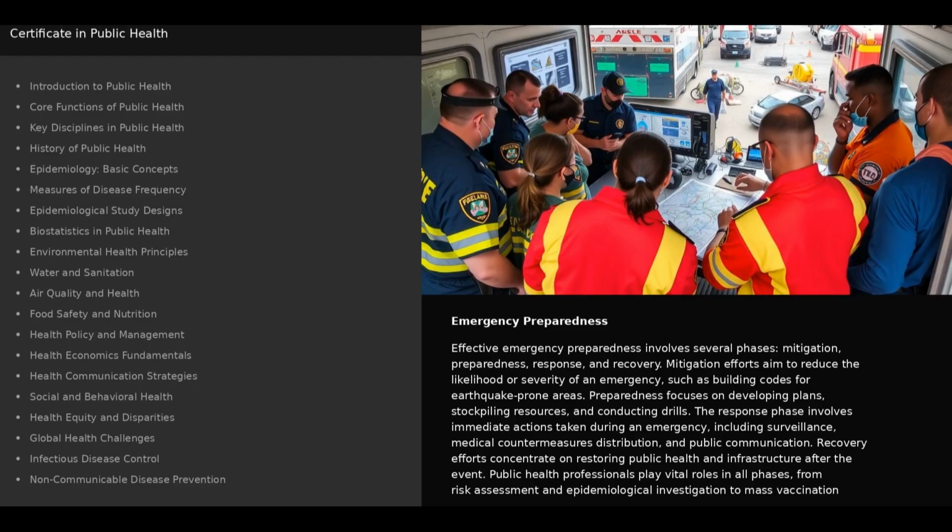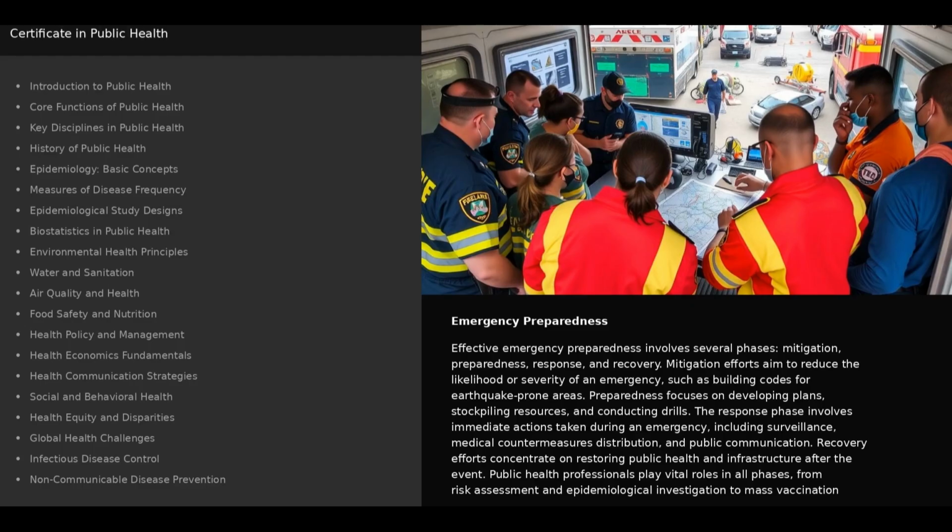Mitigation efforts aim to reduce the likelihood or severity of an emergency, such as building codes for earthquake-prone areas. Preparedness focuses on developing plans, stockpiling resources, and conducting drills. The response phase involves immediate actions taken during an emergency, including surveillance, medical countermeasures distribution, and public communication. Recovery efforts concentrate on restoring public health and infrastructure after the event.